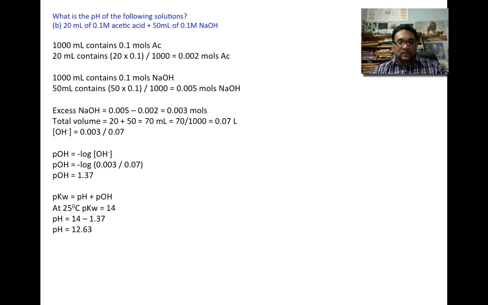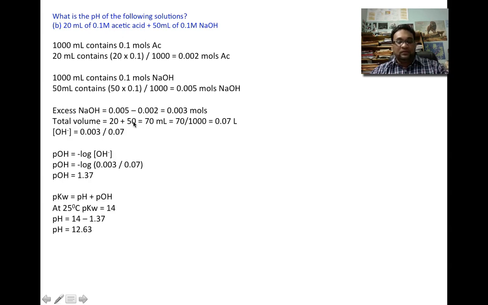So the one that is in excess, and again the NaOH and the acetic acid are going to react in a 1-to-1 ratio. In this case, you see that if they're reacting in a 1-to-1 ratio, then 0.002 moles acetic acid is going to react with 0.002 moles NaOH. We have more than 0.002 moles NaOH. In fact, we have an excess of 0.003 moles NaOH.